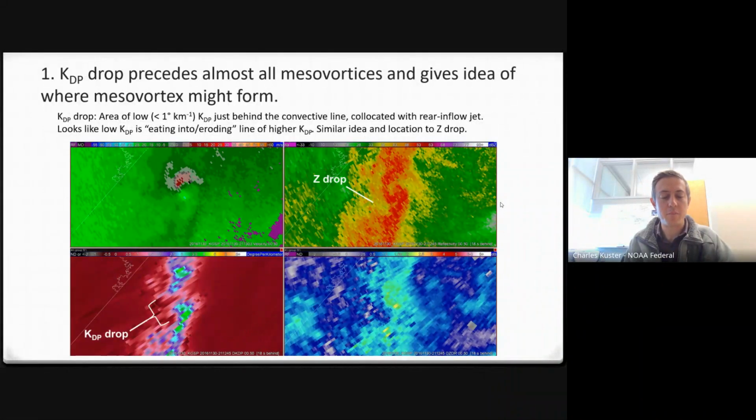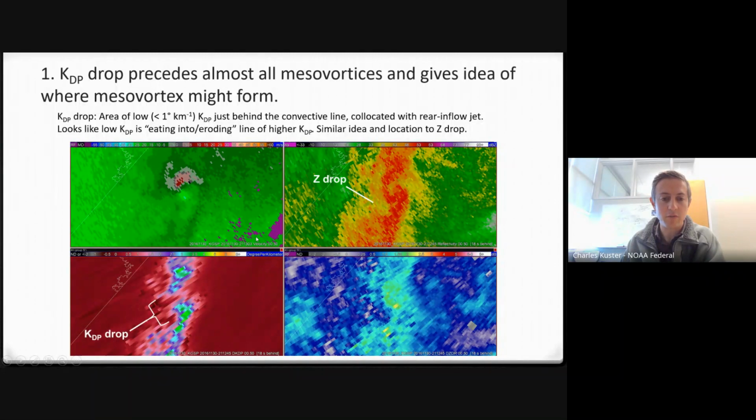I did want to point out a couple other examples of what a KDP drop might look like. The one on the previous animation was a big, semi-obvious KDP drop. They can also be much smaller. So I've got a really small, subtle KDP drop here. You can also see it ever so slightly in the reflectivity as well, with a little Z drop, just that slight lowering of reflectivity behind the main convective line.